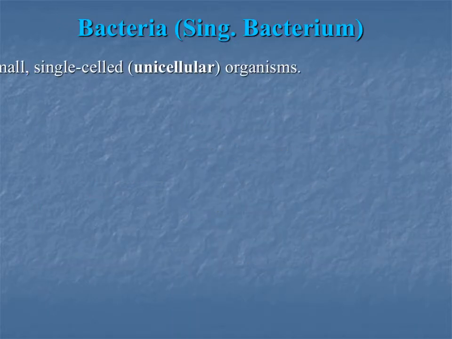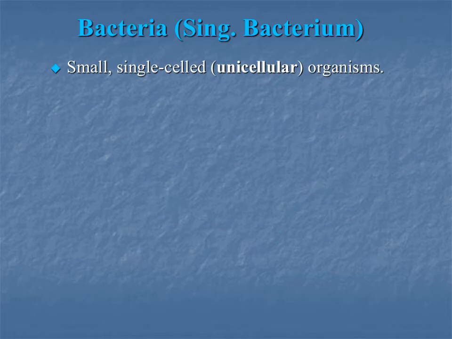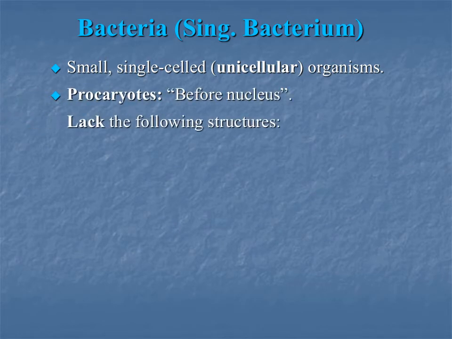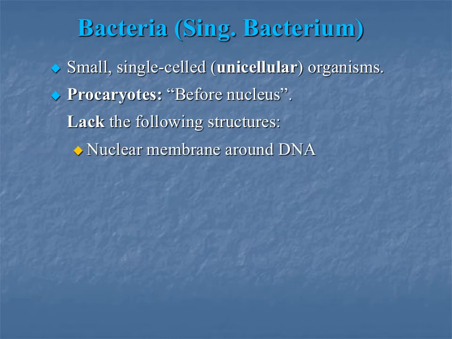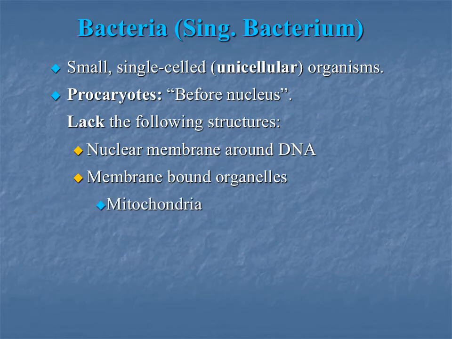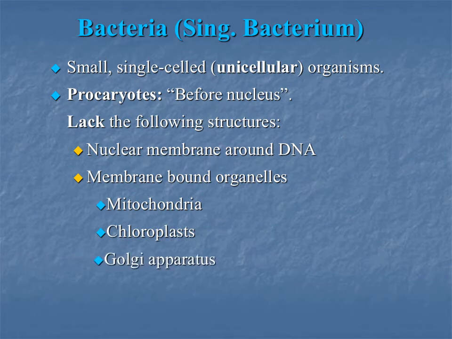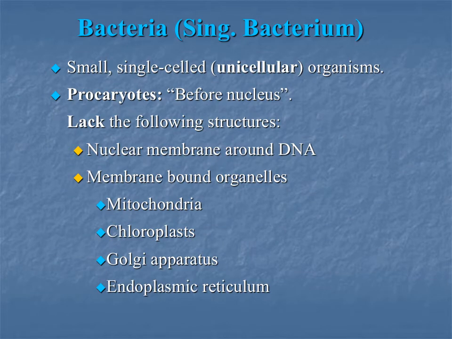What does bacteria mean? They are small, single-celled organisms, prokaryotes, before nucleus, lacking the following structures: a nuclear membrane around DNA, and membrane-bound organelles like mitochondria, chloroplasts, Golgi apparatus, endoplasmic reticulum, and lysosomes.